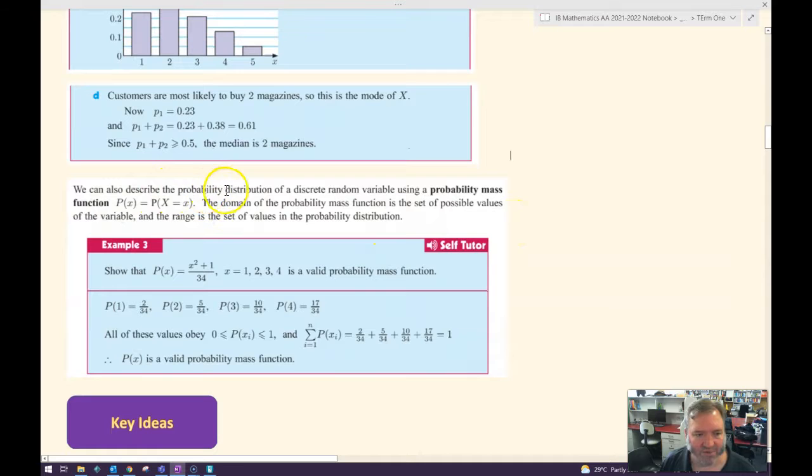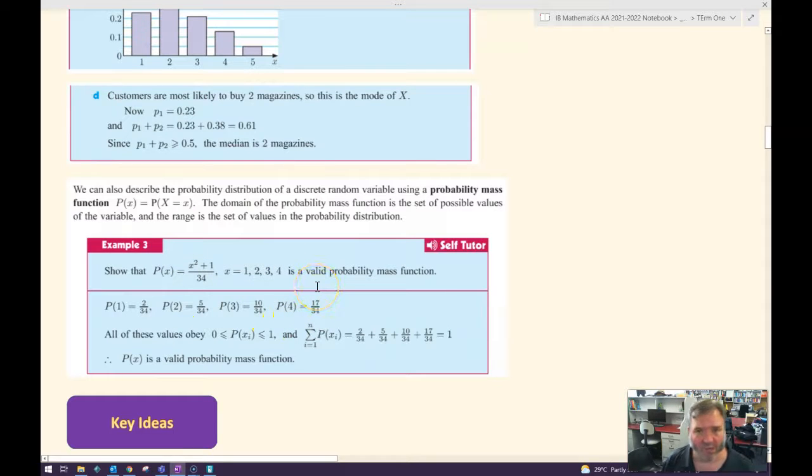We can also describe the probability distribution of a variable using a probability mass function. Fancy name for saying this function could describe the probability. The area under this function is going to equal 1 for discrete values, because the area of those rectangles, when I add them up together, will equal 1. The probability of 1 is 2 over 34, probability of 2 is 5 over 34, 3 is 10 over 34, and 4 is 17 over 34, according to this rule here.